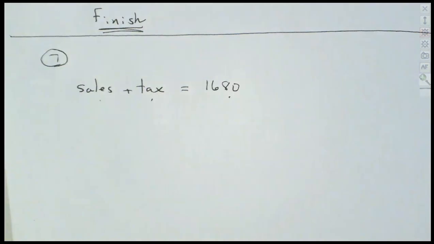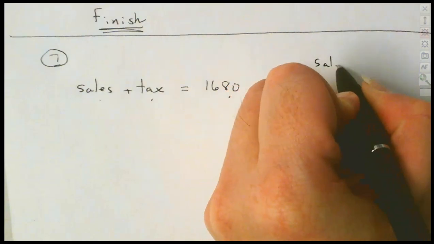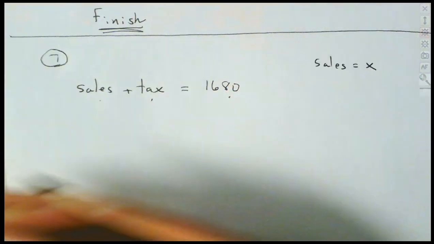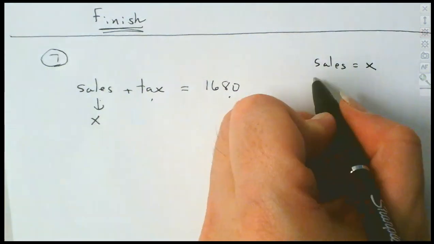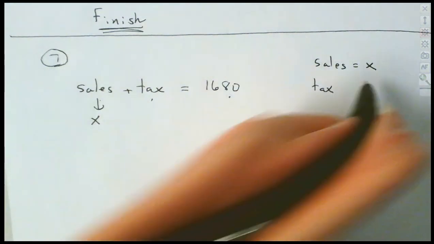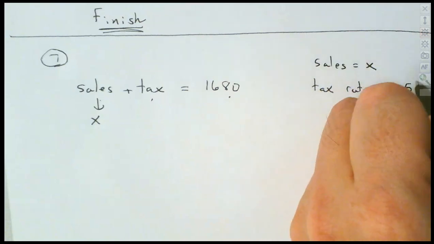Now, what we need to figure out and determine is the amount of the tax. What we don't know is the sales. So I'm going to call the sales X. So the sales is going to be the X here. Now, what about the tax? Well, the tax rate is 5%.